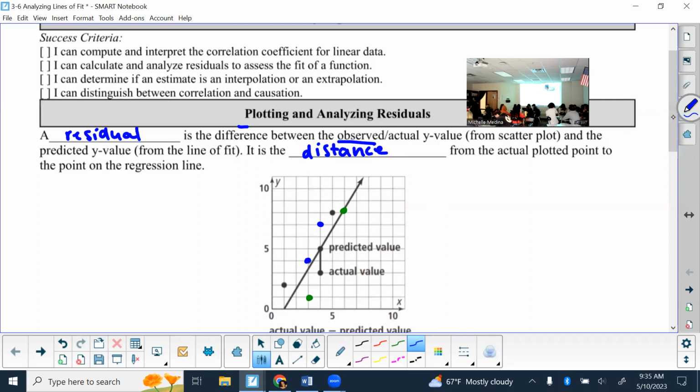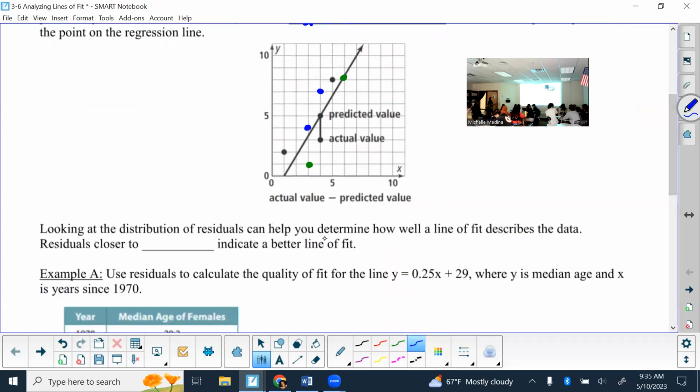So then looking at the distribution of residuals can help you determine how well a line of fit describes the data. Residuals that are closer to 0 indicate a better line of fit. So that means that your predictions are close to or exactly the actual data point. That makes sense?